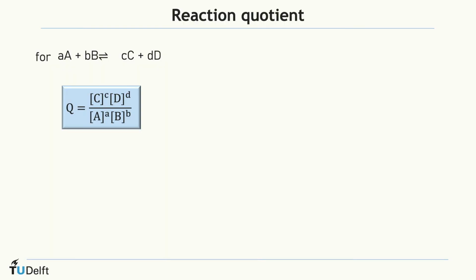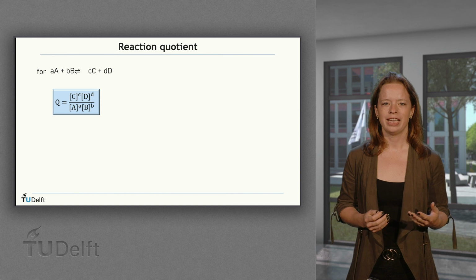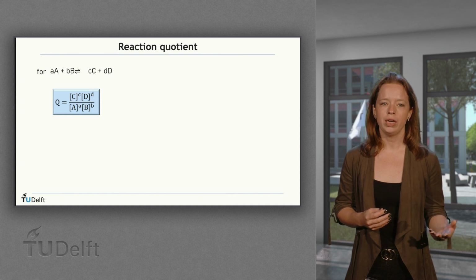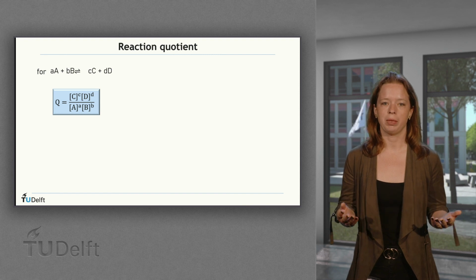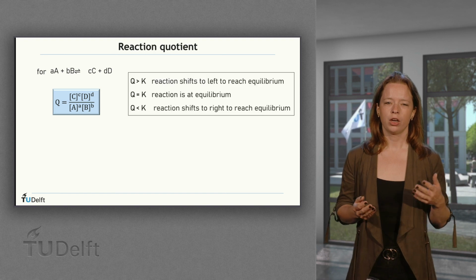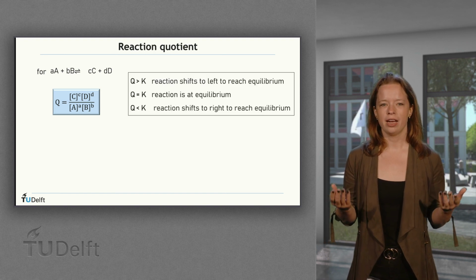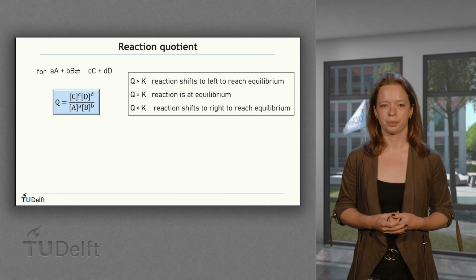Let's introduce a new concept, the reaction quotient Q. You see that the equation used to calculate the reaction quotient looks identical to that used to calculate the equilibrium constant K. The main difference is that the equilibrium constant can only be calculated when we are at equilibrium, while the reaction quotient can be calculated whether we are at equilibrium or not. Comparing the value of Q to K tells us in which direction a reaction will shift to reach equilibrium.